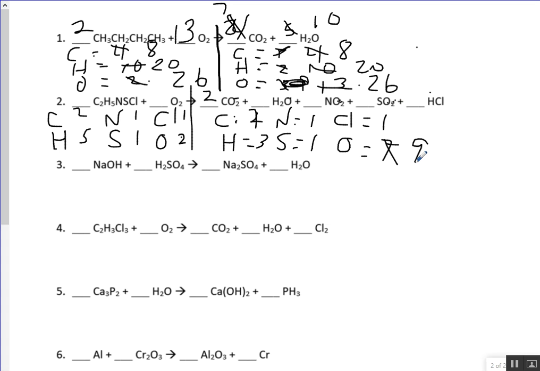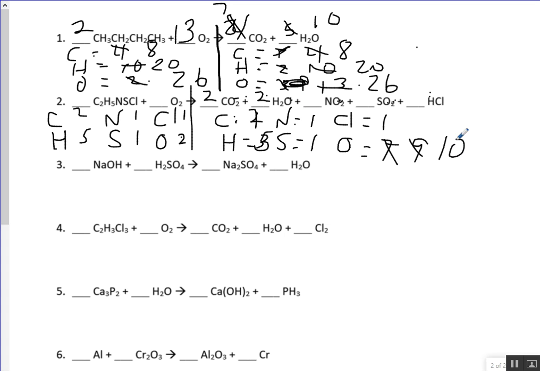H's, they are different. I've got 5 on the left and 3 on the right. So watch what I could do. I'm going to put a 2 in front of the H2O. And that gives me 2 times 2 H's is 4, plus the 1 over here, so that brings me to 5. That also changes my O's again. So I've got 2 times 2 is 4 here, plus 2 here is 6, plus 2 here is 8, plus 2 here is 10.